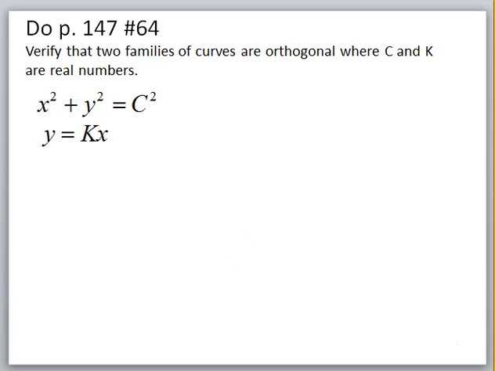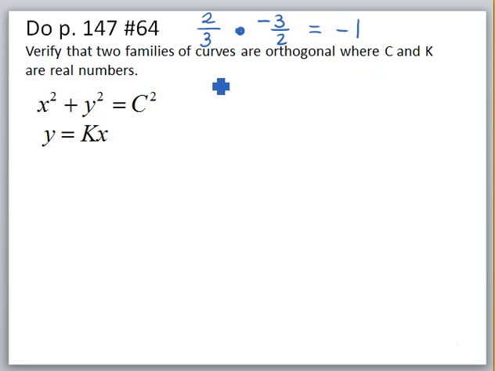So let's define perpendicular a little bit differently. We have been saying that perpendicular lines have slopes that are negative reciprocals of each other. That is very true. 2/3 and negative 3/2 are negative reciprocals of each other. We can also say that when we multiply those negative reciprocals together, we get a product of -1. We will be using that knowledge to be able to verify that these two families are orthogonal.